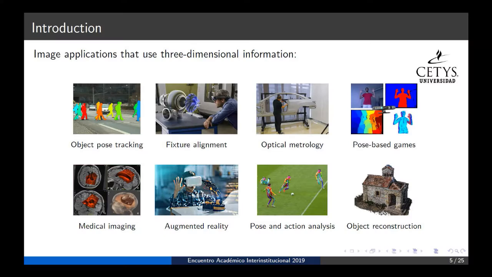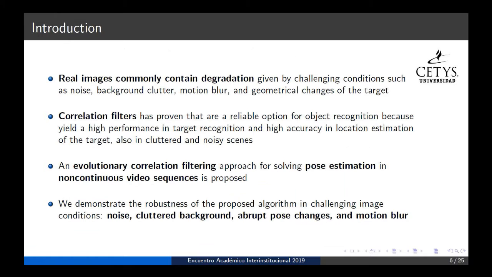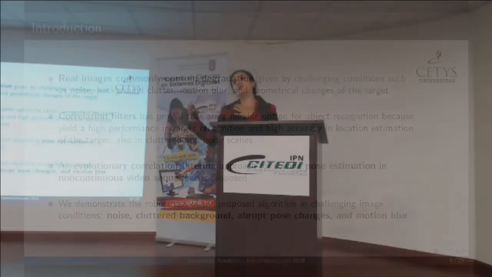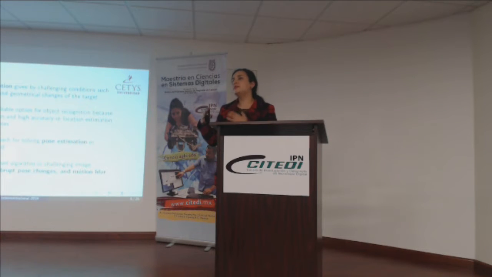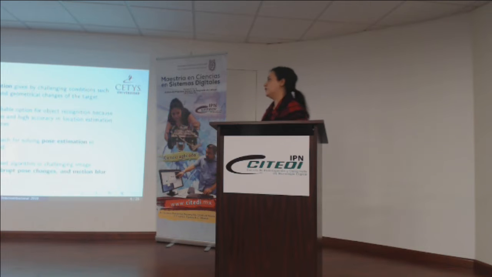All these topics need three-dimensional information. Real images commonly contain degradations given by noise and challenging conditions like background clutter, motion blur, and geometrical changes of the target. All the time the target is changing its appearance, even distorted, or it is an articulated target that is not the same target, with the same appearance, in all frames.